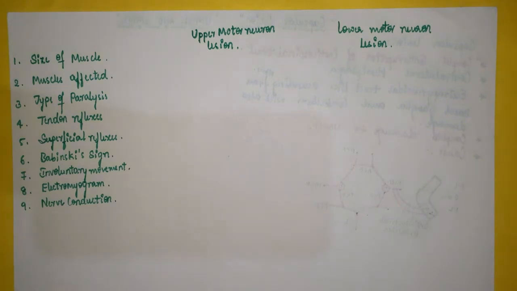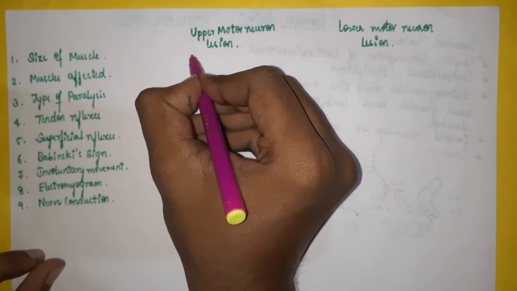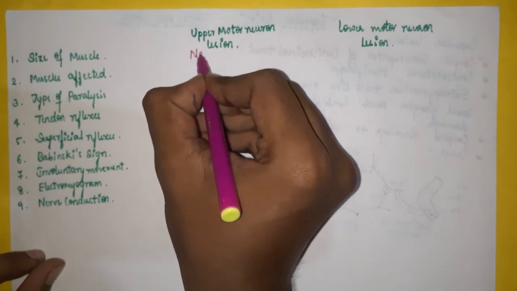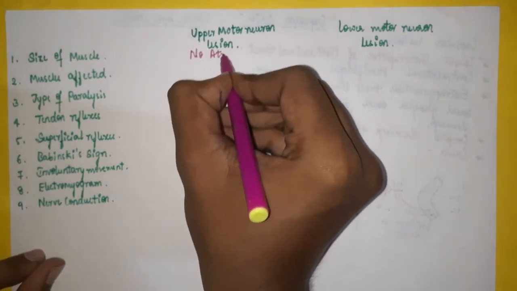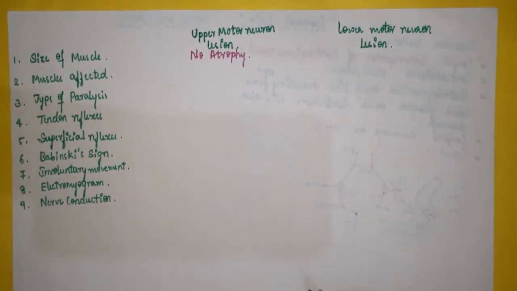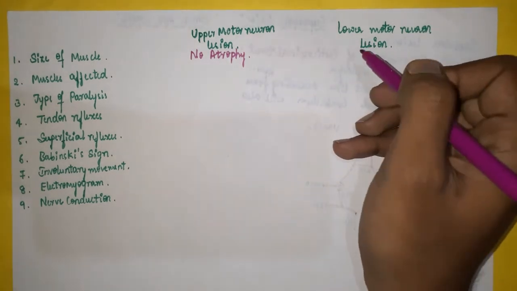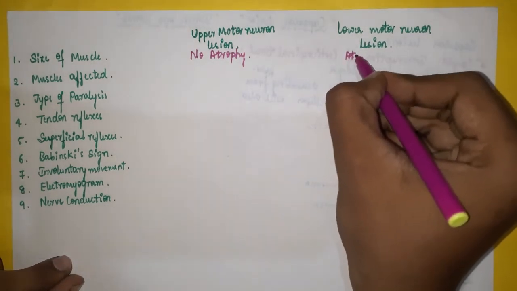Some additional points are also added. Just remember them. Size of the muscle. What happens in an upper motor neuron lesion? Size of the muscle, there is no atrophy because the lower motor neuron remains intact. In a lower motor neuron lesion, the size of the muscle decreases. There is atrophy.